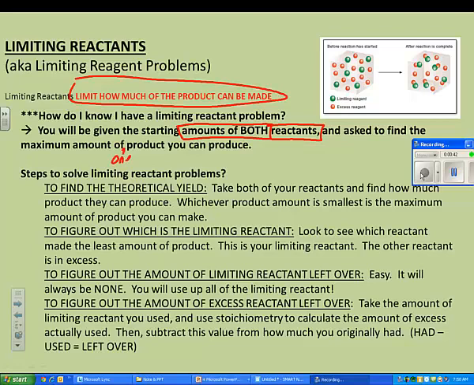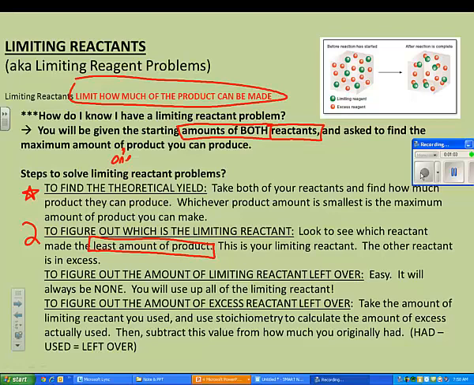So the steps to solving limiting reactant problems: step 1 is to find the theoretical yield. That's what we've been doing this entire unit, so no surprise that we've got to do that. The next step, step 2, is to figure out which is the limiting reactant. So you see which made the least amount of product. Remember, that's the most we can make, so it's the smallest amount possible.